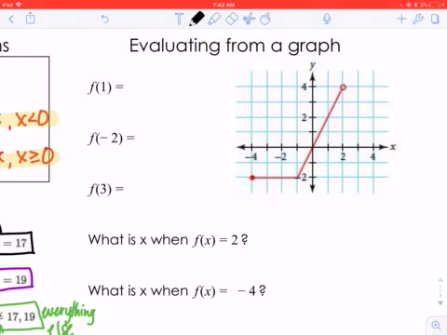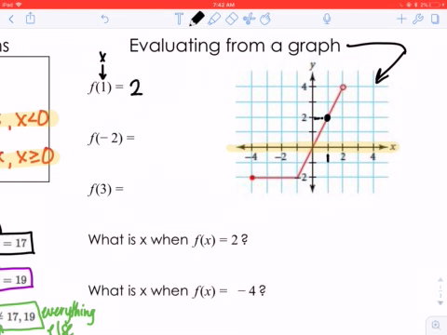And then finally, we have evaluating from a graph. In this case, they tell you the graph, and we need to figure out if x is equal to 1, then we want to know where the graph is. So I'm going to go on my x-axis, to where x equals 1, which is right here, and I'm going to go up to where the line is. The line's right here. So I could say that if x equals 1, then y equals 2. So I'd say that this equals 2.